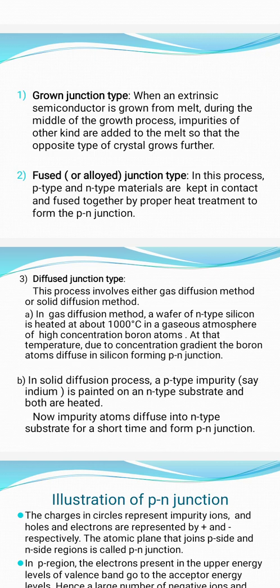These are the methods we follow to form the PN junction. Then, once we form the PN junction, in this depletion layer there are electrons as well as holes. In a P type semiconductor, holes are the majority charge carriers, whereas in an N type semiconductor, electrons are the majority charge carriers. Within this layer, a combination of holes and electrons will be present.